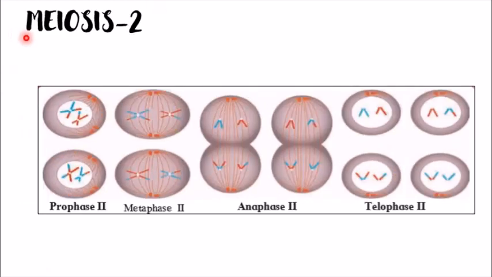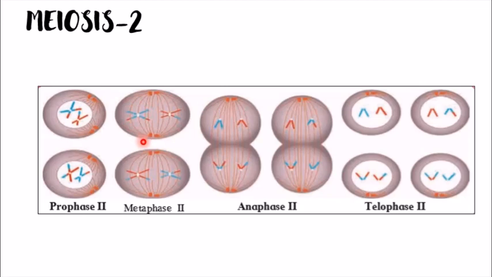After meiosis 1 we have meiosis 2. So the parent cell got divided and 2 daughter cells were formed in meiosis 1. In meiosis 2, those 2 daughter cells formed in meiosis 1 will undergo division and form 4 daughter cells. So from these 2 daughter cells, we will get 4 daughter cells. The one will divide and form 2, the other one will divide and form 2. The same process takes place, that is the cell undergoes prophase 2 and then goes into metaphase 2.